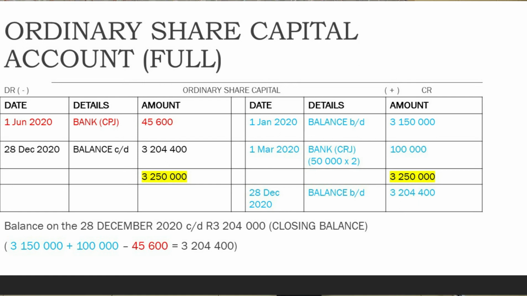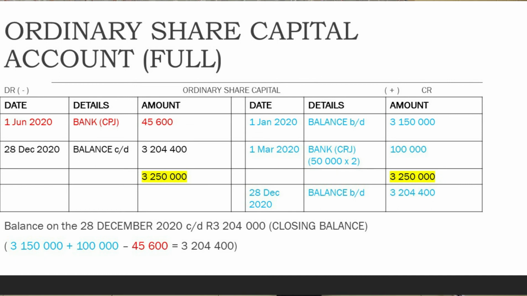That difference is our balance carried down. We carry it down because it's our difference, and then we're still taking it to the next financial year as our opening balance. Here it's our closing balance. It's how much? 3,204,400. It's our closing amount.